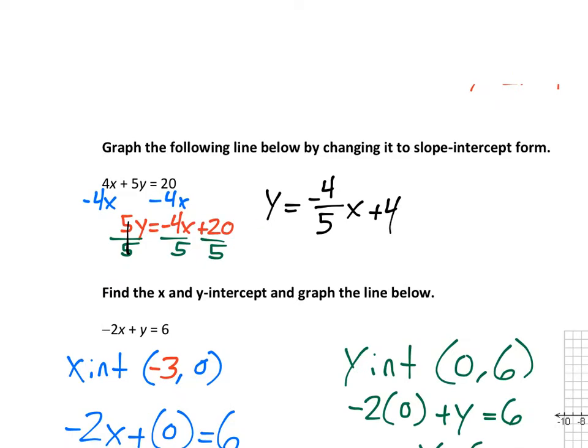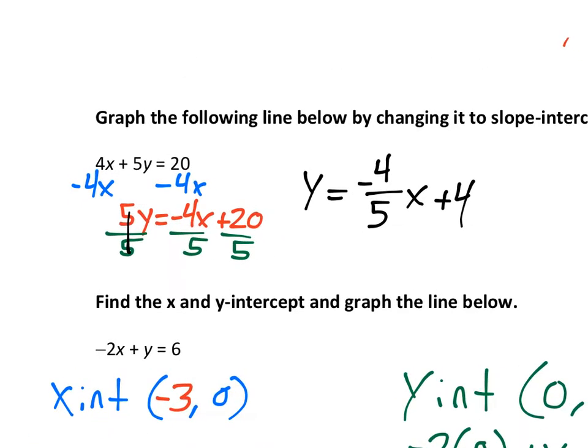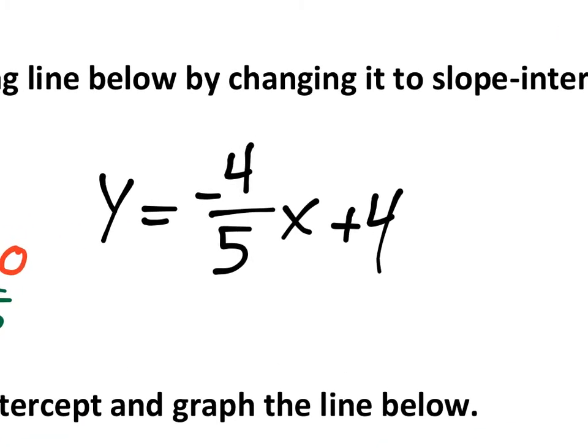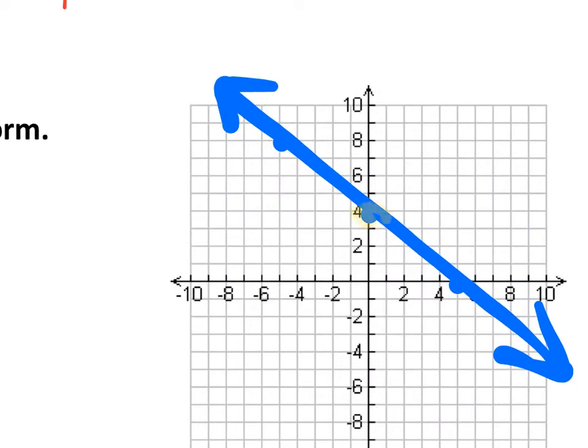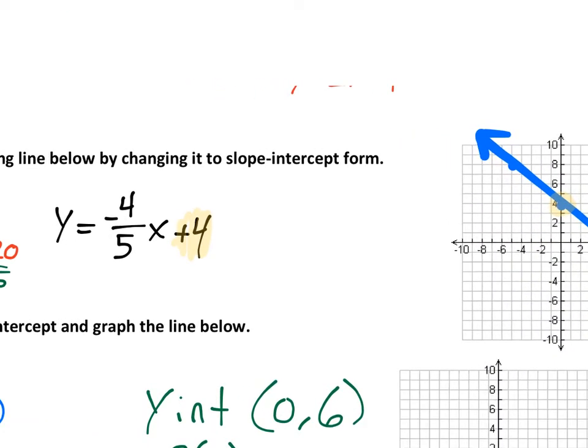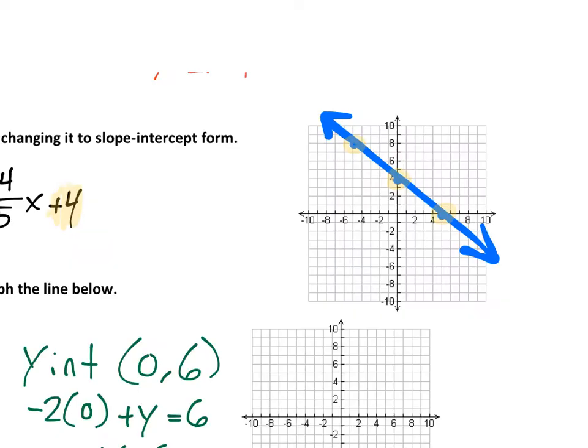Graph the following line below by changing it into slope-intercept form. We solve it for y. Here we have it. I'm looking for a y-intercept of 4. There it is. A slope of -4 over 5. So going down 4 to the right 5, I could also go up 4 to the left 5. And there is our line.